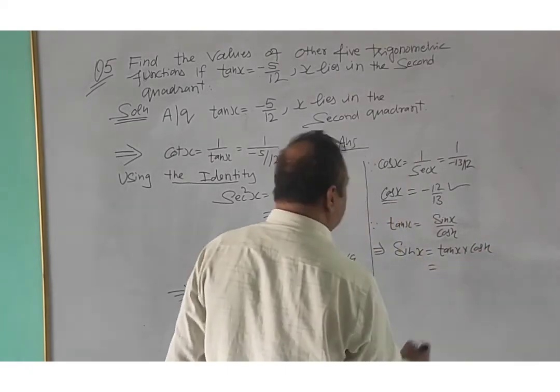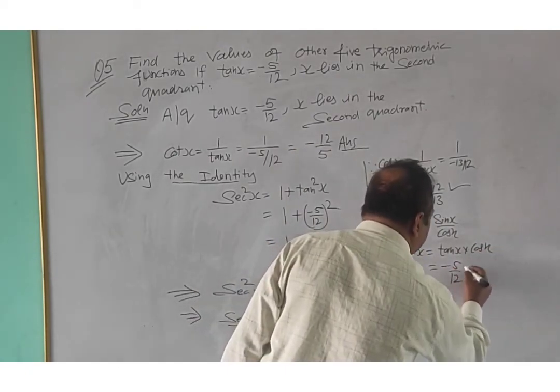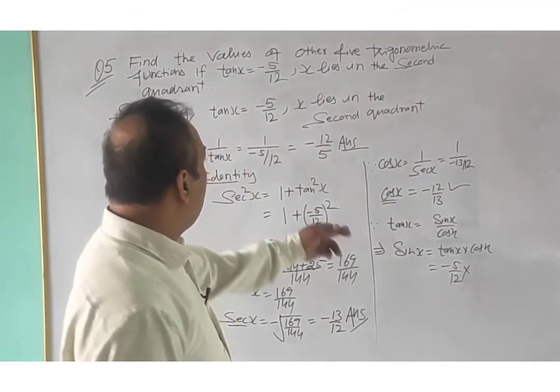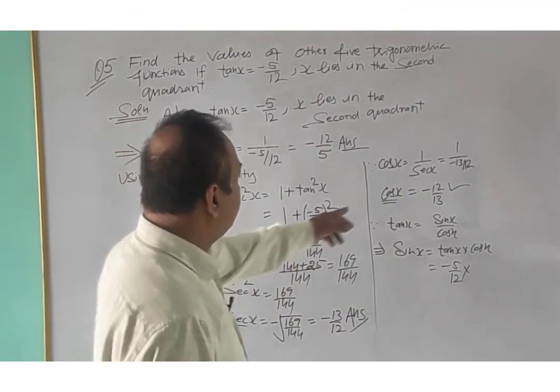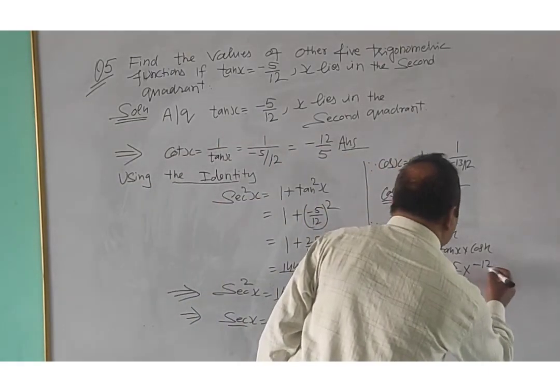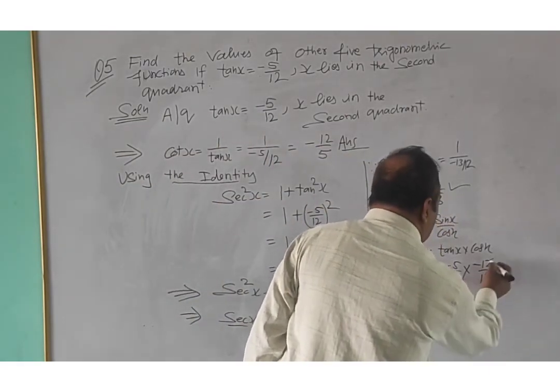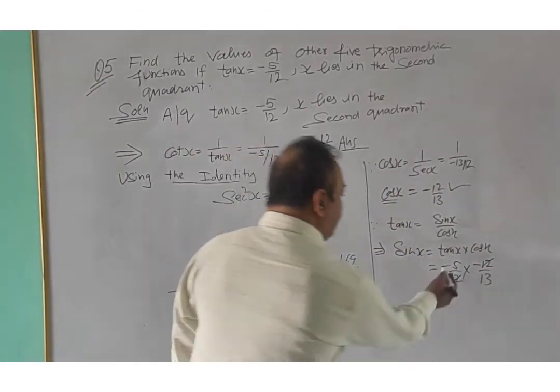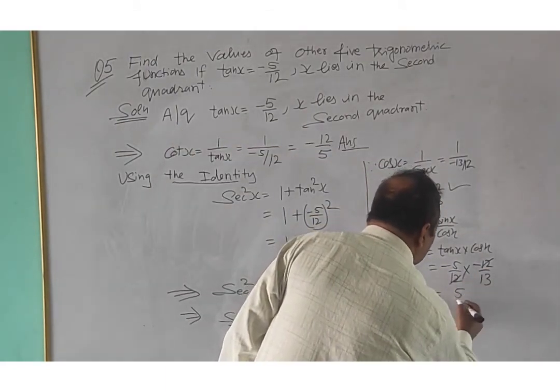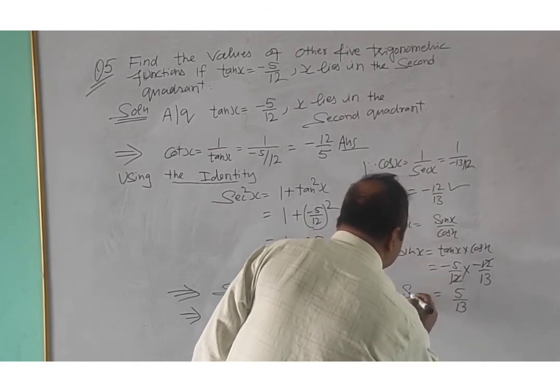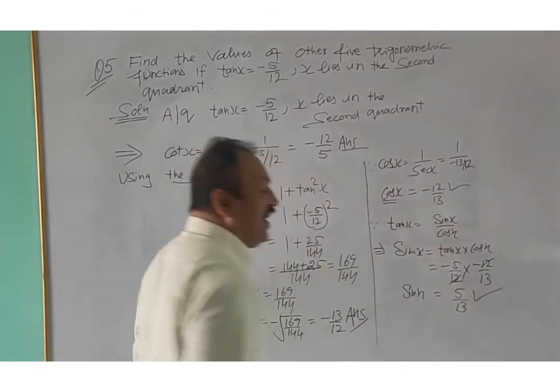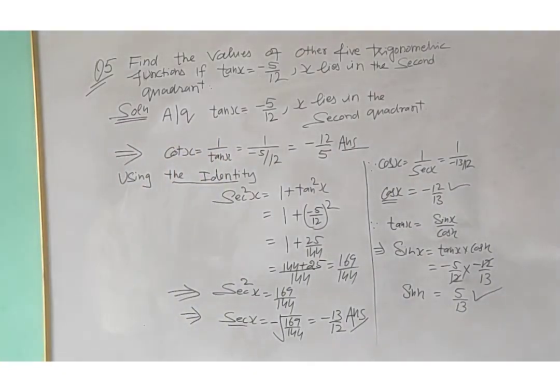Substituting the value of tan x, that is minus 5 by 12, and also substituting the value of cos x, that is minus 12 upon 13. After cutting 12 and 12, minus minus plus, you will get the value of sin x, that is 5 upon 13, which is positive, and it should be positive because x lies in the second quadrant and sin x should be positive.